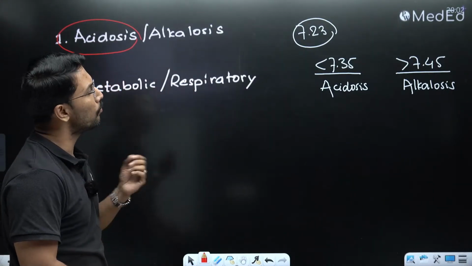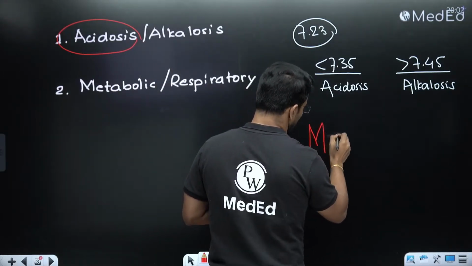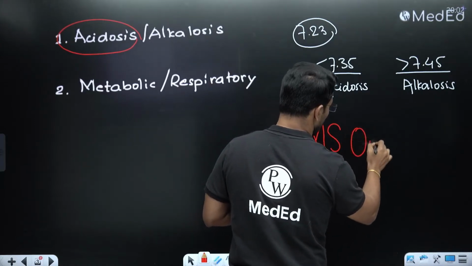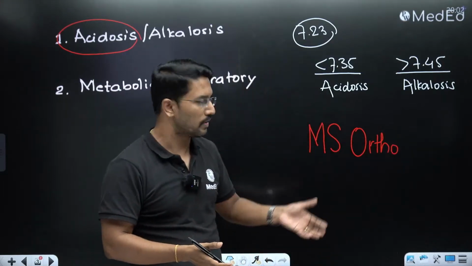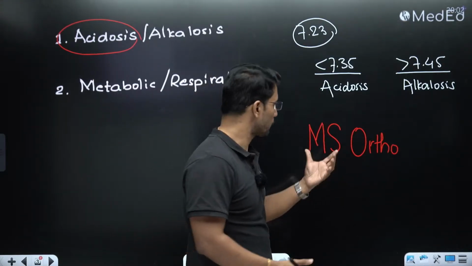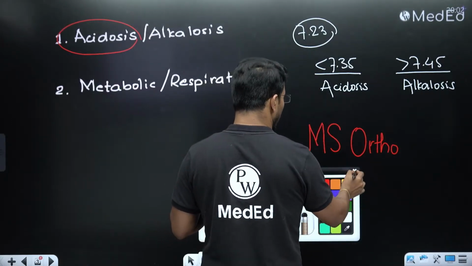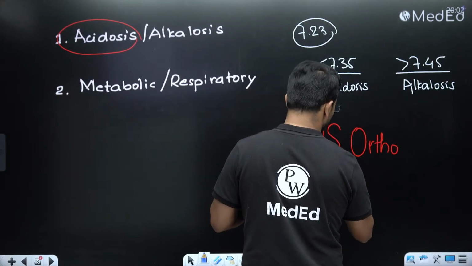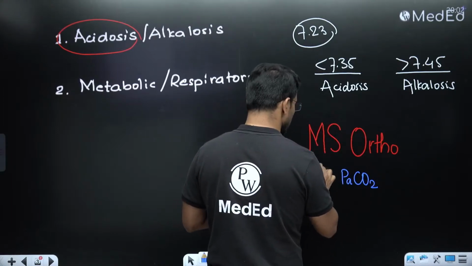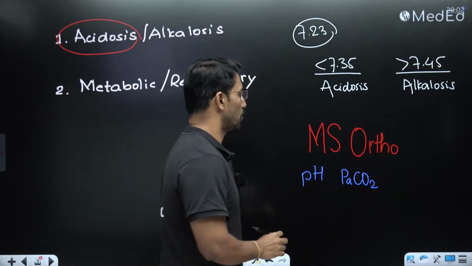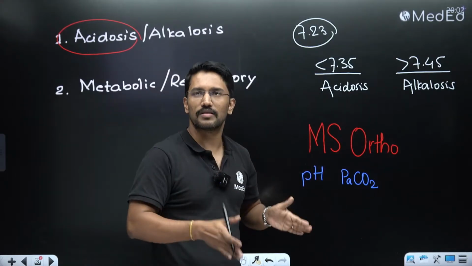I have given you a mnemonic in the previous YouTube live, called MS Ortho. Do you remember the mnemonic? MS Ortho, or if you're already familiar with other ways of remembering it, such as ROMS or ROM, that is good too. This mnemonic can be applied by looking at two parameters: one is partial pressure of carbon dioxide and the other is pH. We just have to plot whether the pH and PaCO2 are decreasing or increasing.